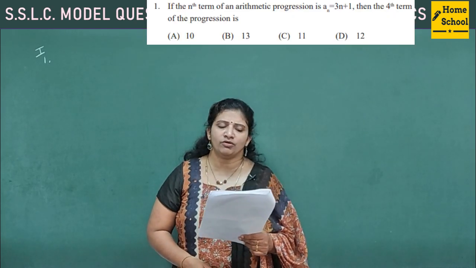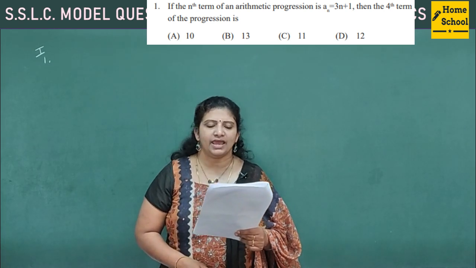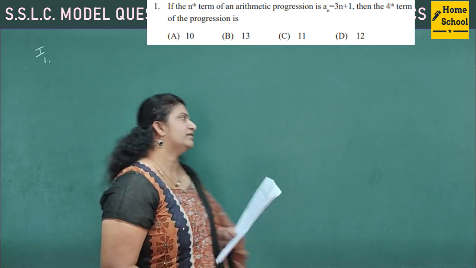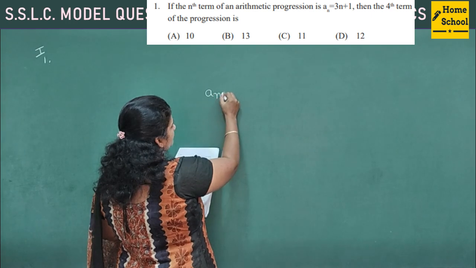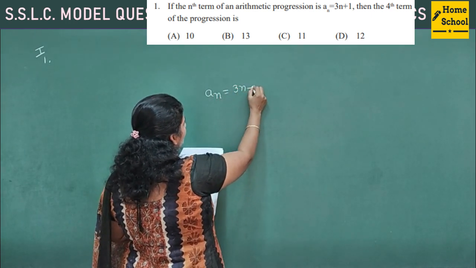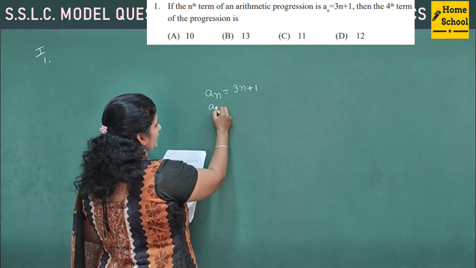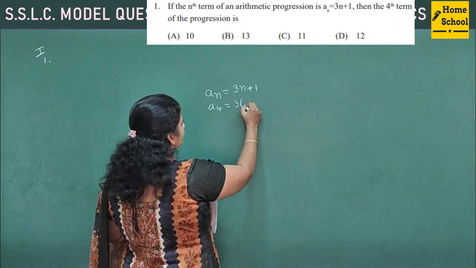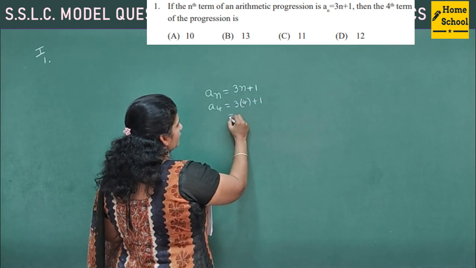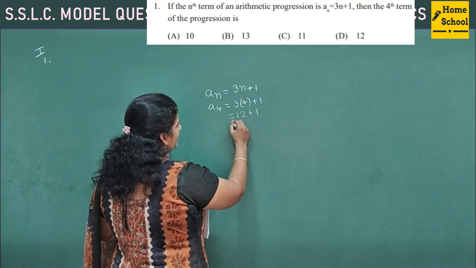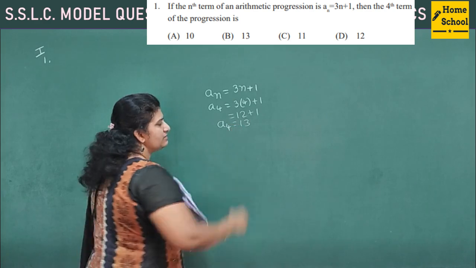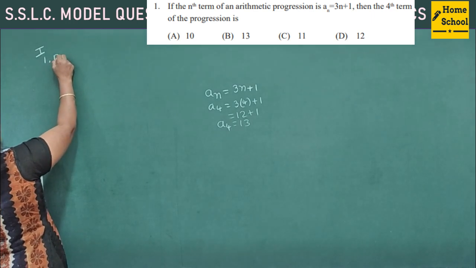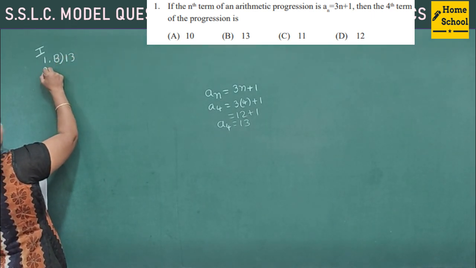If the nth term of an arithmetic progression an is equal to 3n plus 1, then the fourth term of the progression is? Given nth term an is equal to 3n plus 1. What is its fourth term is your question. Fourth term a4, wherever you have n, substitute: 3 into 4 plus 1. 3 fours are 12, 12 plus 1, 13. Fourth term is 13. Check for the option. Option B, 13 is your answer. First one, option B, 13.